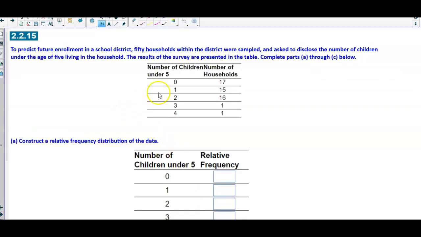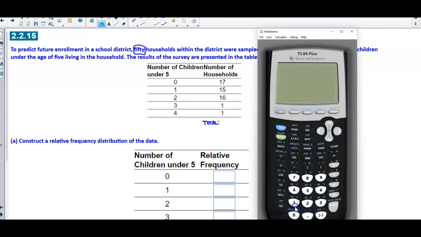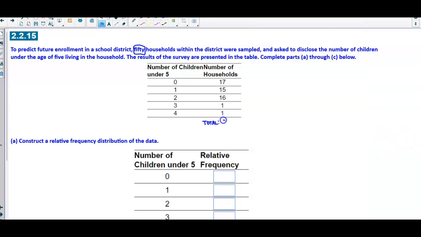Okay, so again, here it says that 50 households within the district were sampled. So the first thing we need to do is find a total, which is given in the problem. But let's just verify that our total is 50 because it's saying that there are 50 households. Okay, so let's go ahead and just add those up. So we have 17 plus 15 plus 16 plus 1 plus 1, which gives us a total of 50. So we know that that's a total of 50.